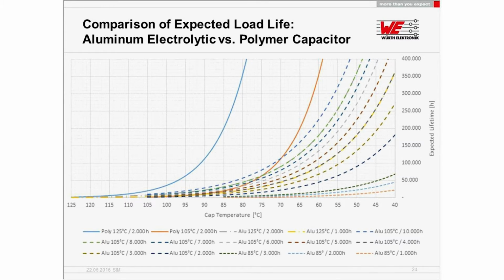In this chart you can see the blue and the orange curves that are not cut off, and these are the polymer types. As you can see, even the 2000 hour type against the aluminum one with 7000 hours will be very competitive. If you go down to temperatures below 70 degrees, then the polymers really show their big benefits in expected lifetime and are very interesting for applications that need quality or long-term stability.